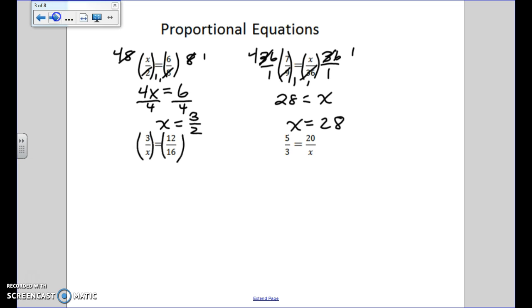There is a way to multiply both sides to cross-cancel the x and cross-cancel the 16, but I think it's a little too advanced for us right now. And so what we did yesterday was we thought of it similarly to this, but we really thought of it as like 3 to x equals 12 to 16. We thought of it like this.